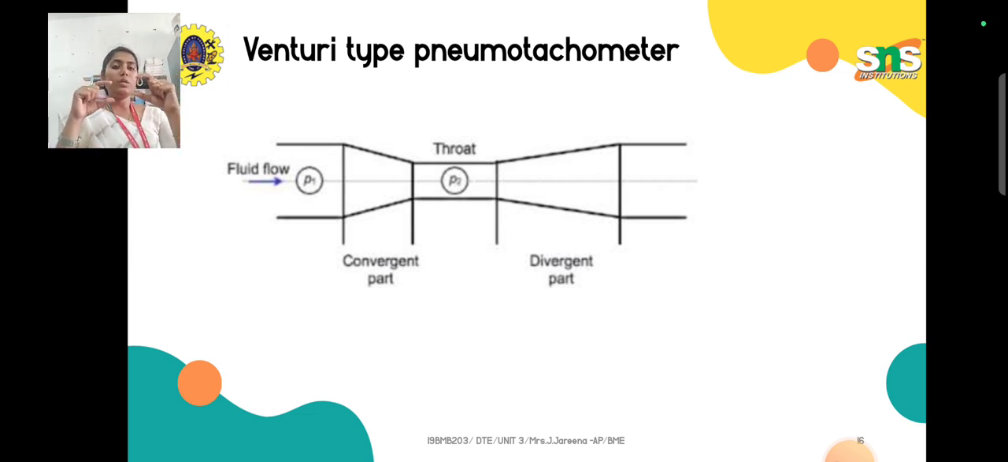So it involves a convergent part and a divergent part. This convergent part and divergent part induce the pressure difference. From this pressure difference, we come to know the flow rate of our air. This is the venturi type pneumotachometer.